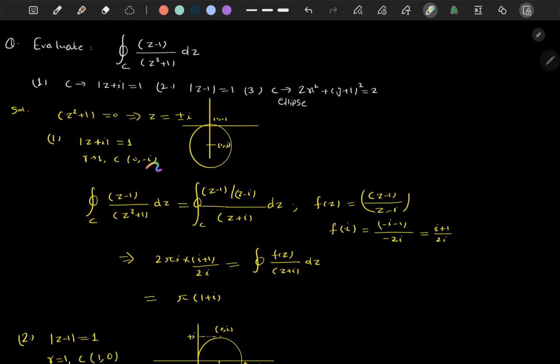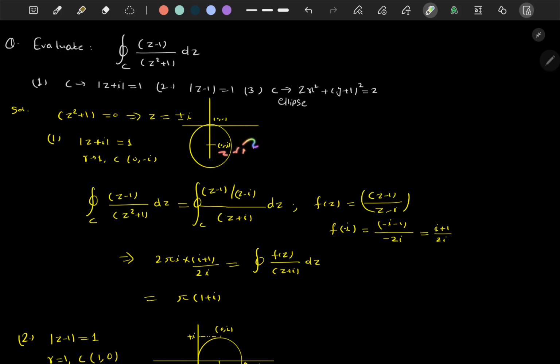And 0 comma minus iota will be the center here. So you can clearly see plus iota and minus iota. Plus iota is here, minus iota is here. So both points are lying inside the closed contour C. Sorry, minus iota is lying inside because plus iota is above.